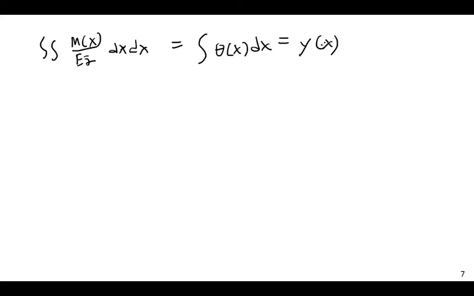And finally, combining it all together, the double integral of M as a function of x over EI dx, the double integral for x, is equal to the integral of theta of x dx, or y of x. So, in other words, the actual deflection in a beam at a point x is simply equal to the double integral of M, of the moment function, or the single integral of the curvature.